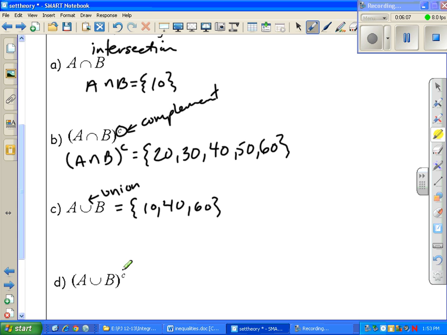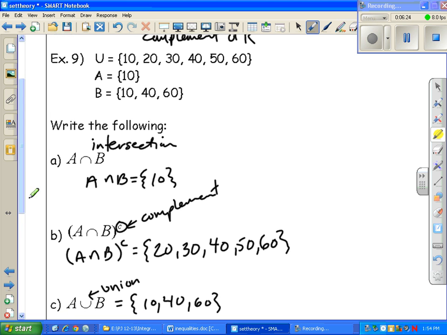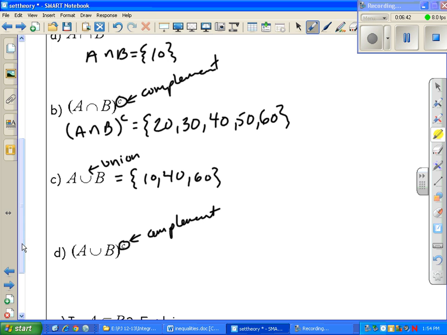Part D is asking again for the complement. But this time it wants the complement of the union of sets A and B. In other words, it wants the complement of these numbers here that we just did. So as you look back at the top, again, I like to do this by crossing them off. So I see I have 10 already, I have 40 in this set, and I have 60. So the union of set A and B has 10, 40, and 60. The complement would be whatever's left, 20, 30, and 50. So the answer to this one would be 20, 30, 50.